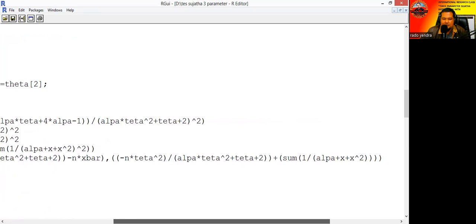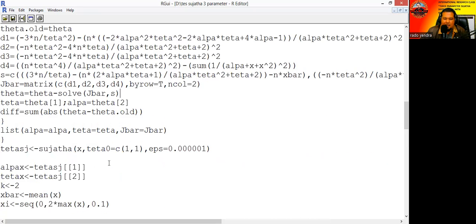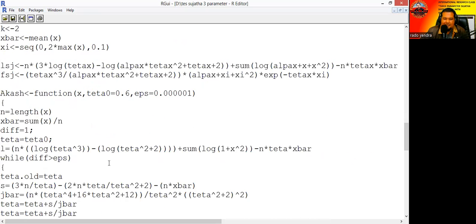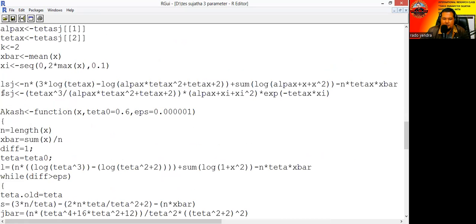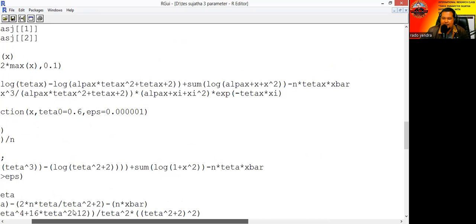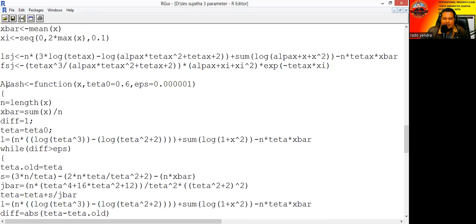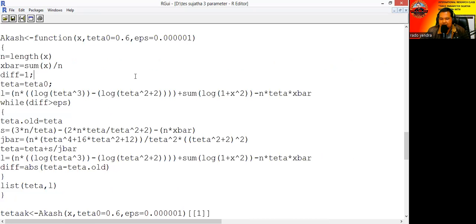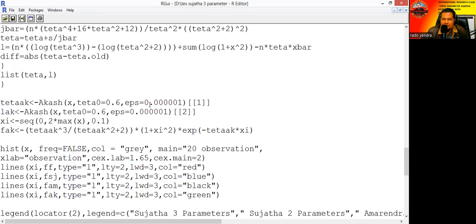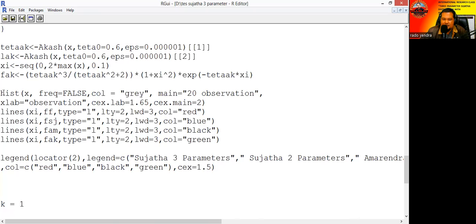These are the two parameters. And the last one, we use the AKAS. This is AKAS. Okay, and then we try to open the density of the Sujatha 2 distribution because it is long. And then the AKAS distribution starts from here and stops here. This is a nice and simple program for the AKAS. You can check here, and then this is the program for the density plot.